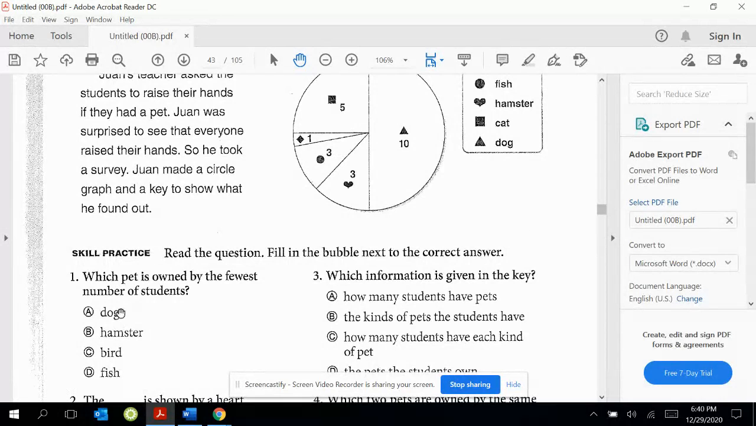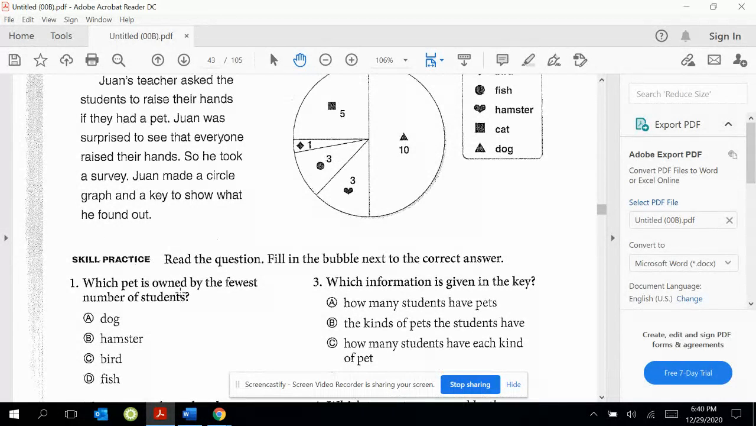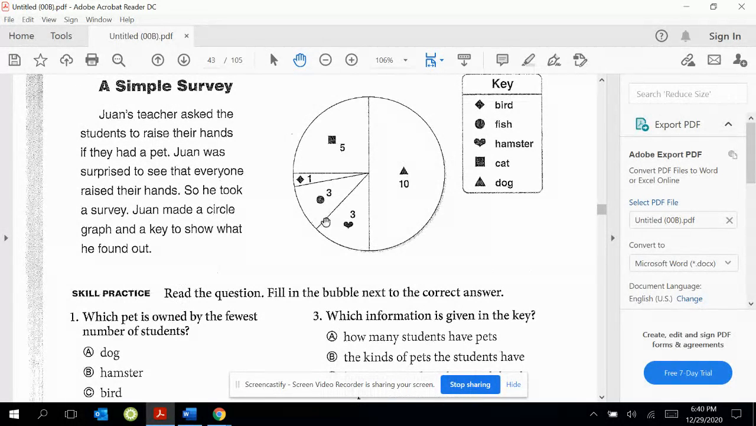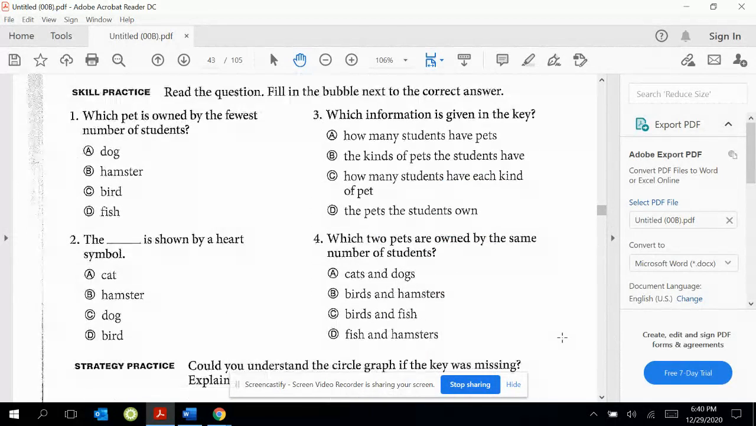Which pet is owned by the fewest number of students? So we can look at the circle graph, and see how it's a bigger space, so that means there's more. So we need to look for something that shows a small space. And this is a small space, right? And it's the diamond. And let's see what the diamond represents over here. It's the bird. So we would fill in bird there.